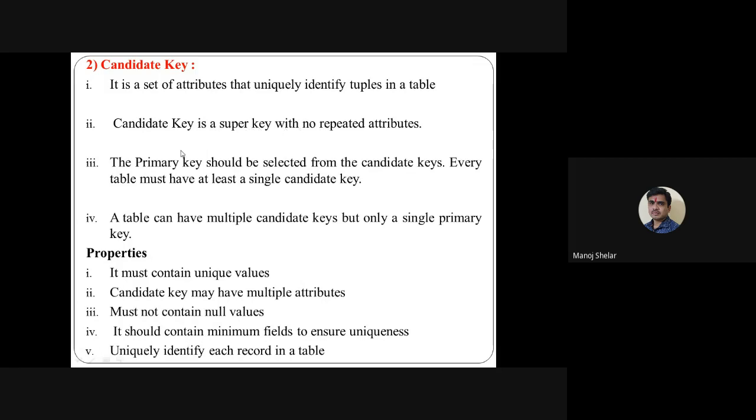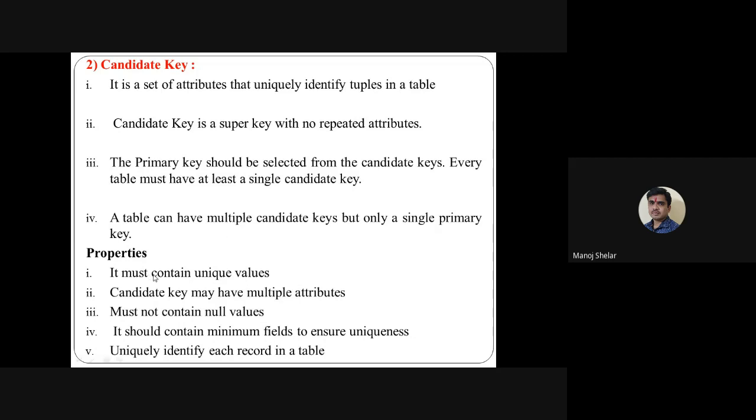Okay, correct. The primary key should be selected from the candidate keys. Every table must have at least a single candidate key. Yes. A table can have multiple candidate keys, but only a single primary key. In one table, maximum one primary key, but in case of the candidate key, there can be multiple candidate keys in one table, no problem. So multiple candidate keys are possible.